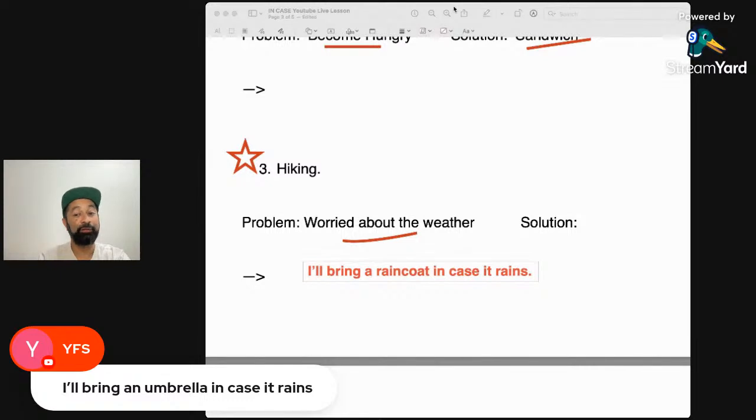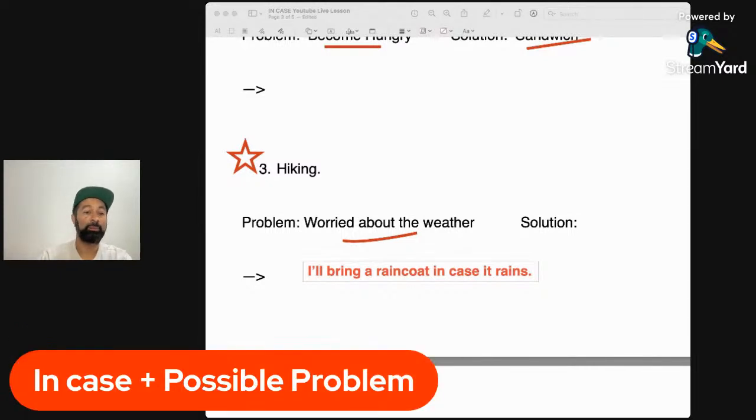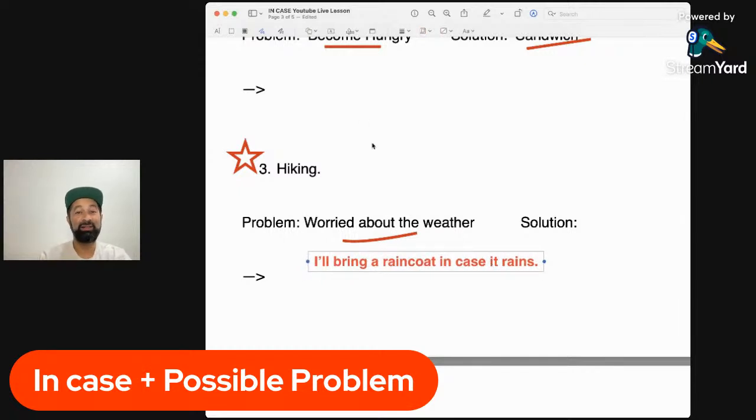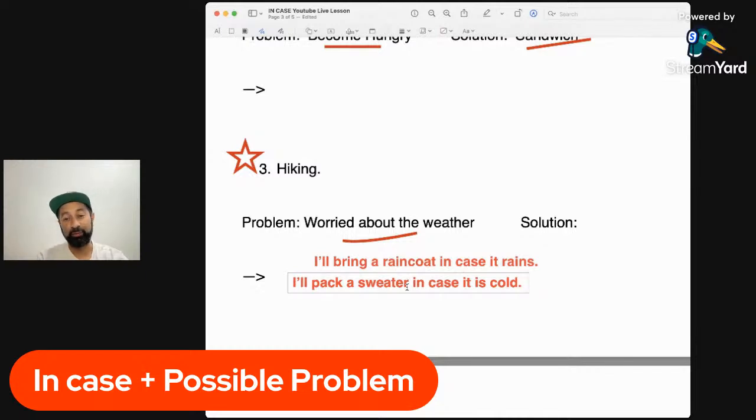Yeah, so both of you are worried about rain. One person is preparing a raincoat, another person is preparing an umbrella. Now, there can be many weather issues. Maybe I'm worried about the temperature. So that sentence will change then. I'll pack a sweater in case it is cold. All right, so here I'm worried more about the temperature, not about whether it's going to rain or snow.